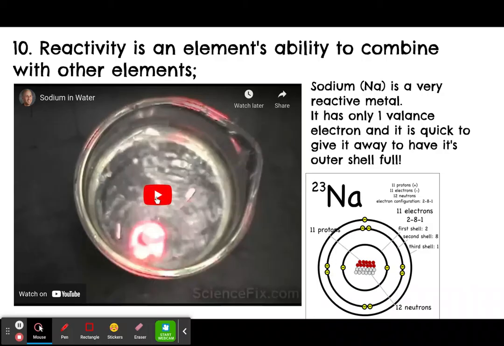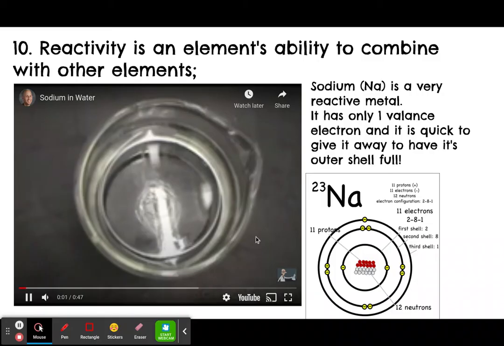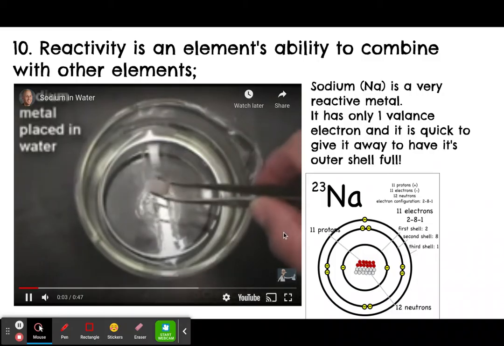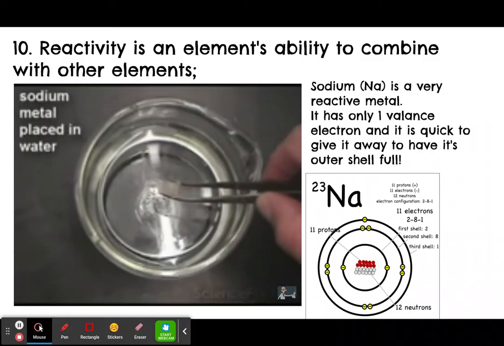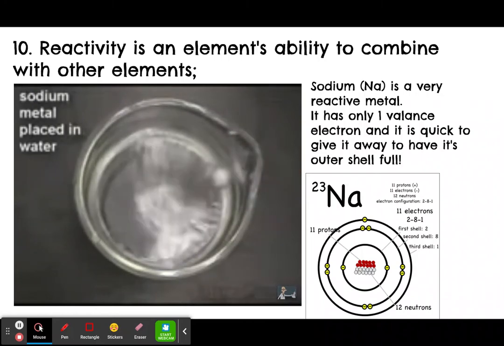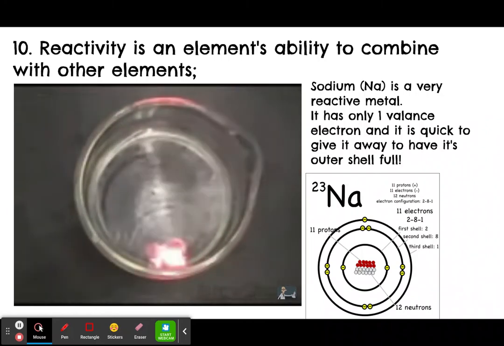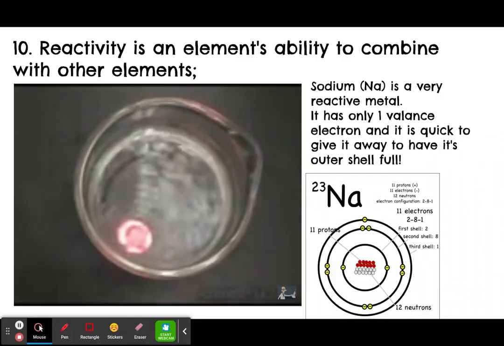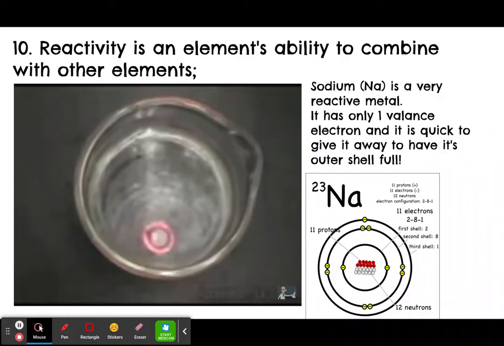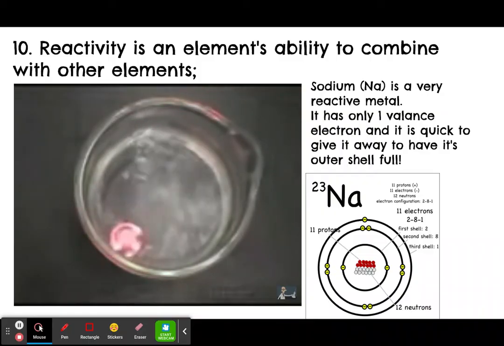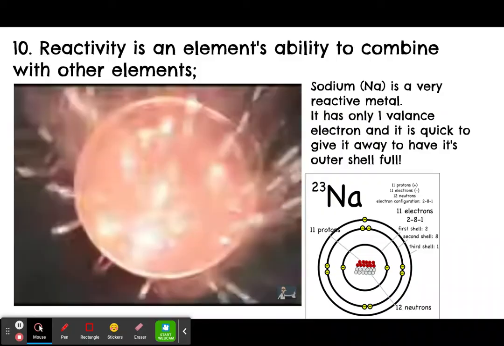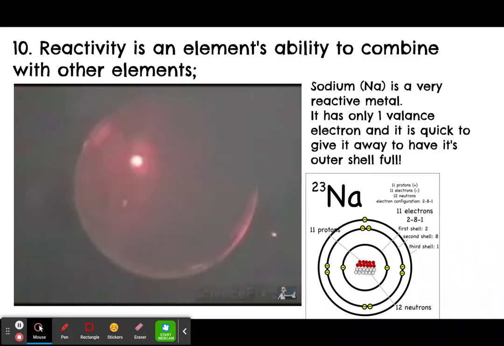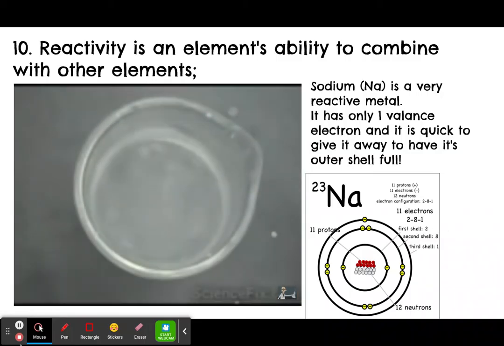And I'm going to show you what I mean by this little metal. See how small this is? He's got tweezers. It's a very, very small piece of metal. Now wait for it. This is pure sodium. Sodium not in table salt. The sodium without the chlorine in your table salt. Wait for the fireworks. There it goes. That's what I mean by reactivity.